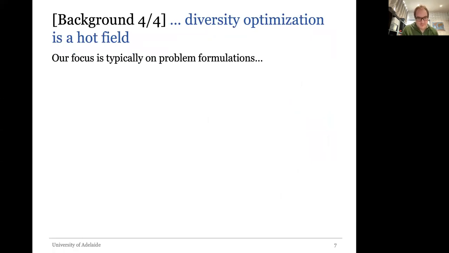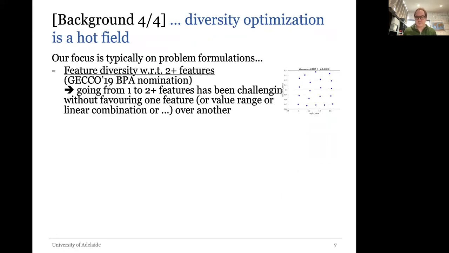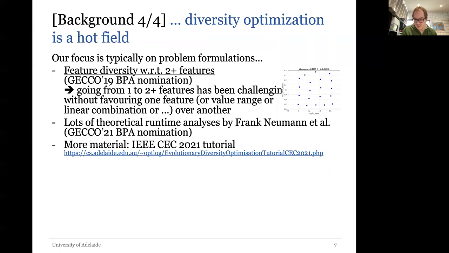So I'm slowly getting the transition to today's topic. Diversity optimization is still a hot field. About 2 years ago, we had a breakthrough where we managed to formulate the problem of feature diversity optimization with respect to 2 or more features. This was relatively important because we had to be unbiased in the higher dimensional space. Higher dimensional optimization, you might think of evolutionary multi-objective optimization. Slight trouble there is that you would end up preferring a particular range over other ranges, and we explicitly did not want to go there. There's a lot more work out there, including theoretical analysis. If you want to learn more about this, feel free to have a look at this tutorial here.